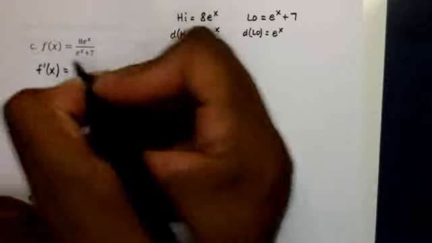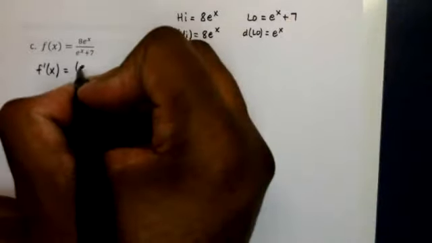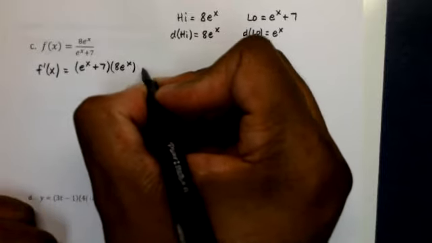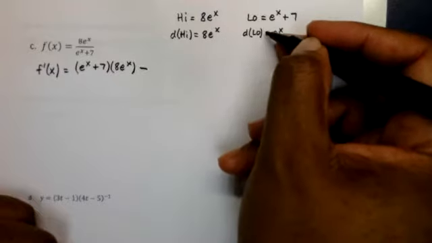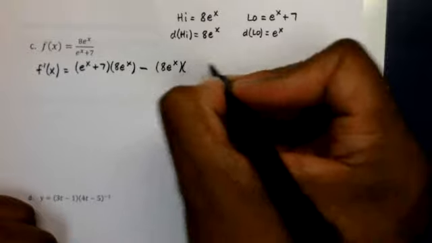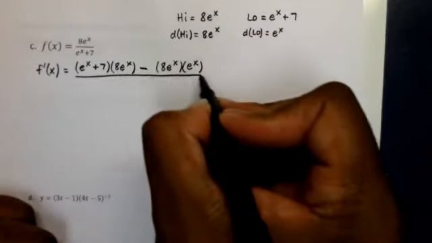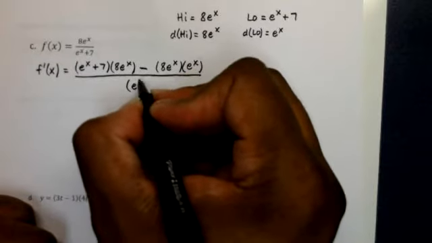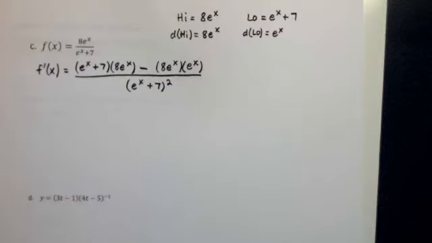Let's find f prime of x. So it'll be the low times the derivative of the high. The low is your e to the x plus 7 times the derivative of the high, which would be 8e to the x, minus the high times the derivative of the low. The high would be 8e to the x times the derivative of the low, that's e to the x, all divided by the square of the low. And the low is e to the x plus 7, and we square that.